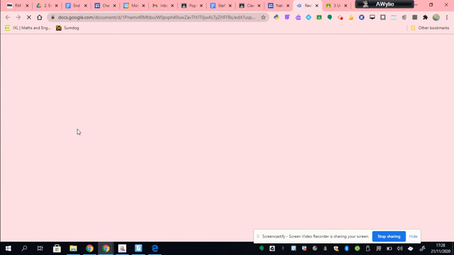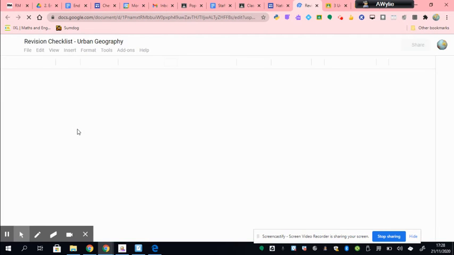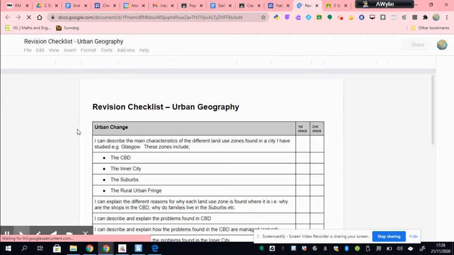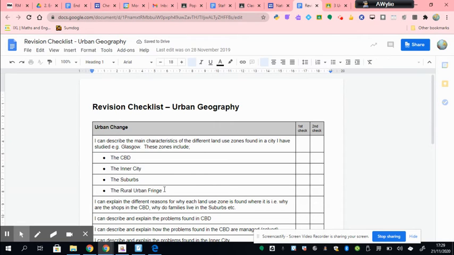When we think about a city, we're obviously thinking about it being divided up into kind of four zones: the CBD, the inner city, the suburbs, and the rural urban fringe. And in this end of topic assessment, you are going to be focusing in on the last three, because in the mid topic assessment you were asked a question on the CBD.